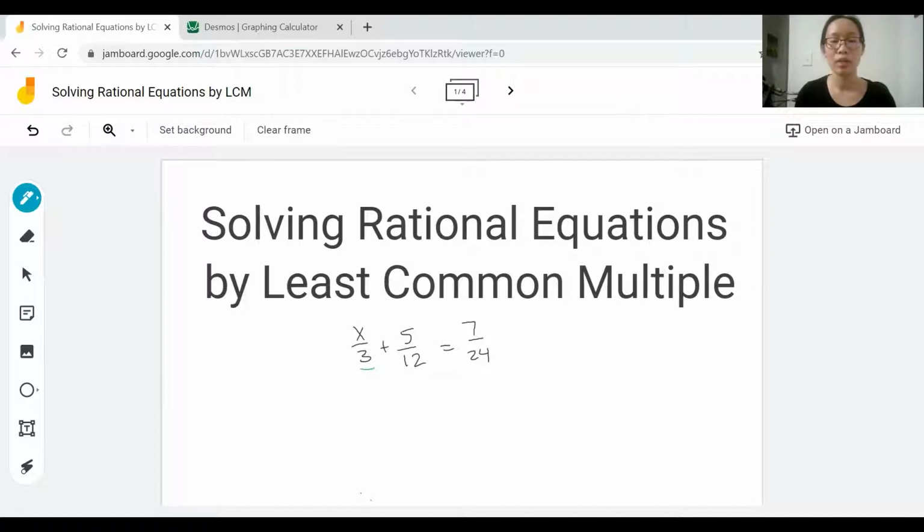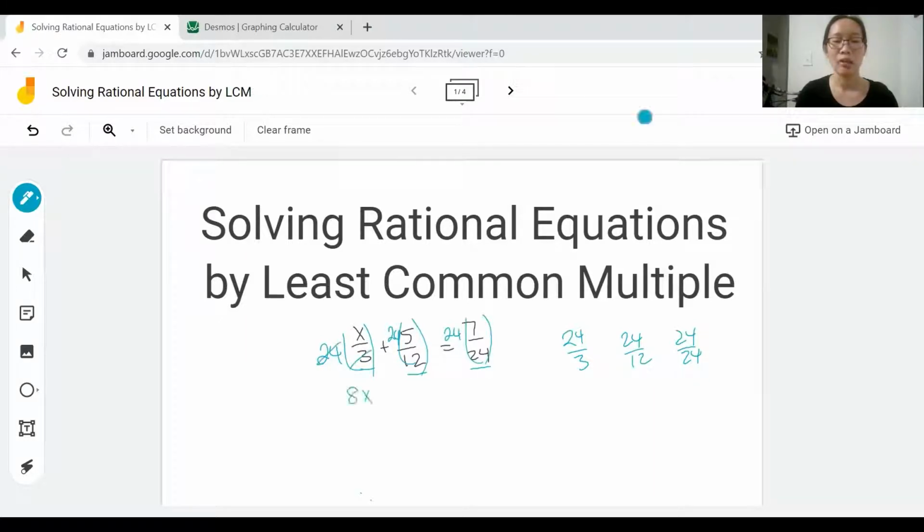So I noticed that 3, 12, and 24 share the least common multiple 24, because 24 divided by 3 is a whole number, 24 divided by 12 is a whole number, and 24 divided by 24 is a whole number. So if I multiply everything by 24, then I can start canceling.